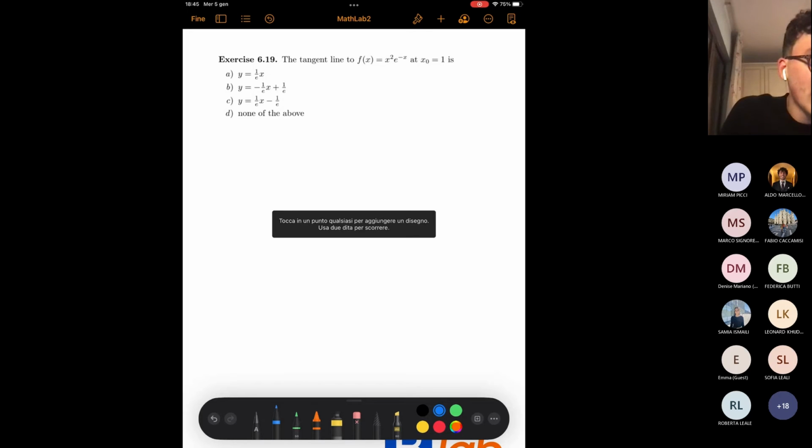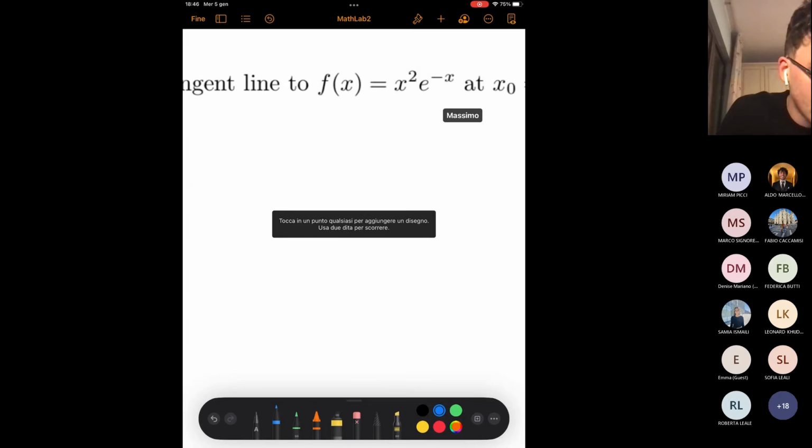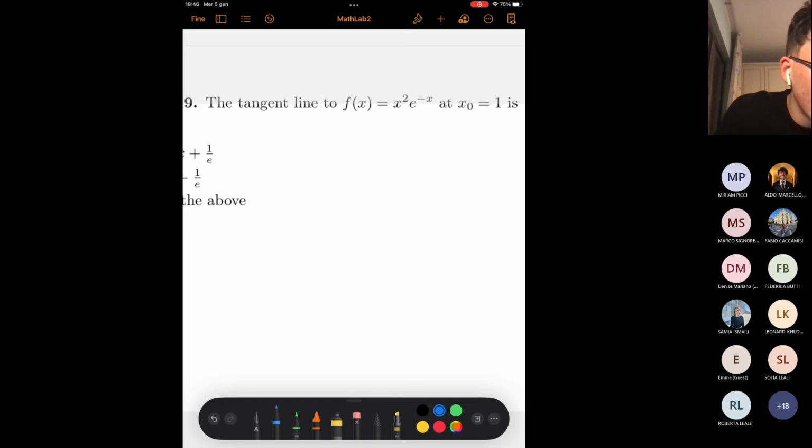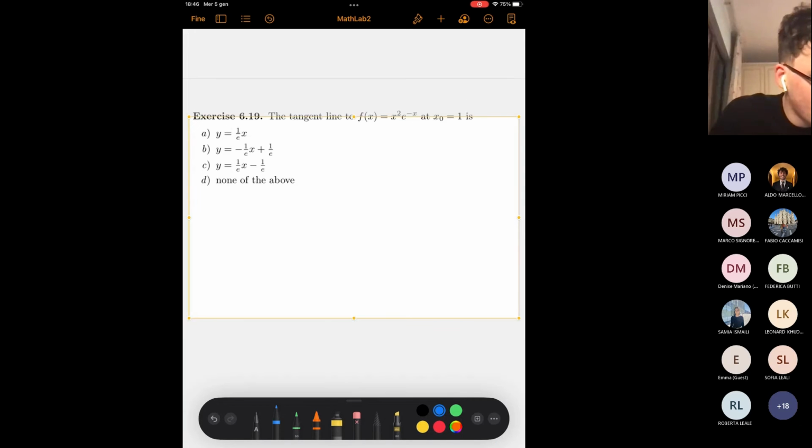Then we have to add the other function, which is g prime times f of x. So it's x squared times e to the power of minus x times the derivative of the function which is inside the power, minus x. So in order to calculate that, we just have to calculate the derivative of minus x, which is -1.